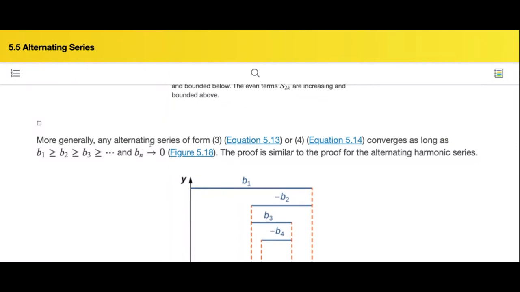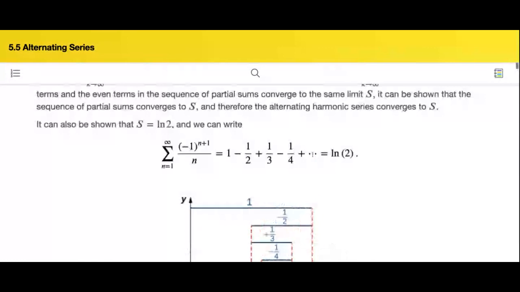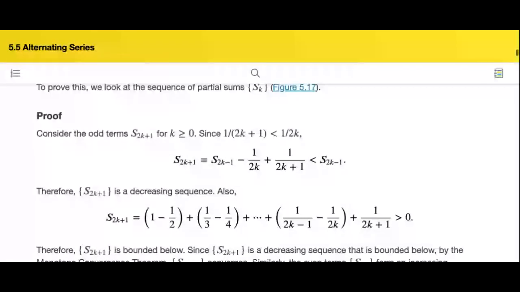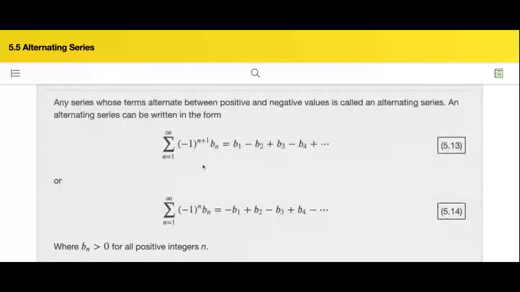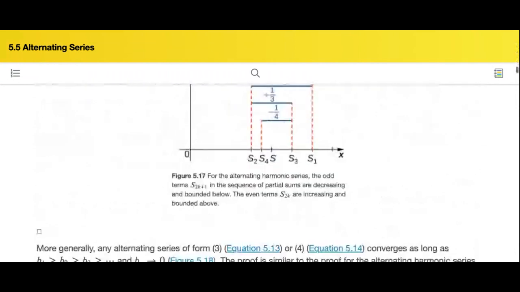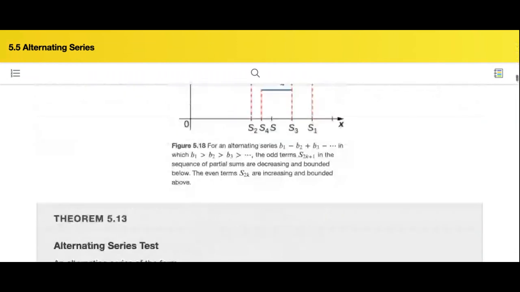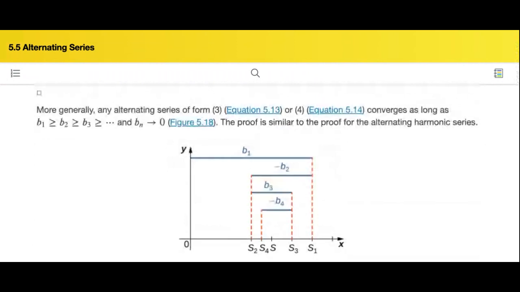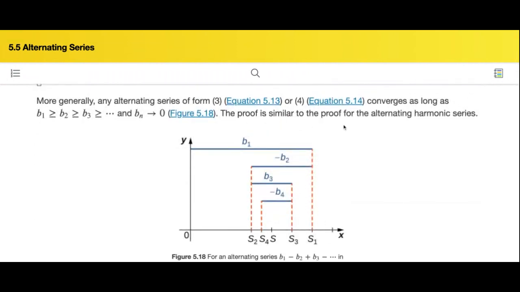So in general, any alternating series of form 3 or 4 converges. So let's go back to those two. If we have alternating series like this, they converge. The proof is similar to the proof for the alternating harmonic series.